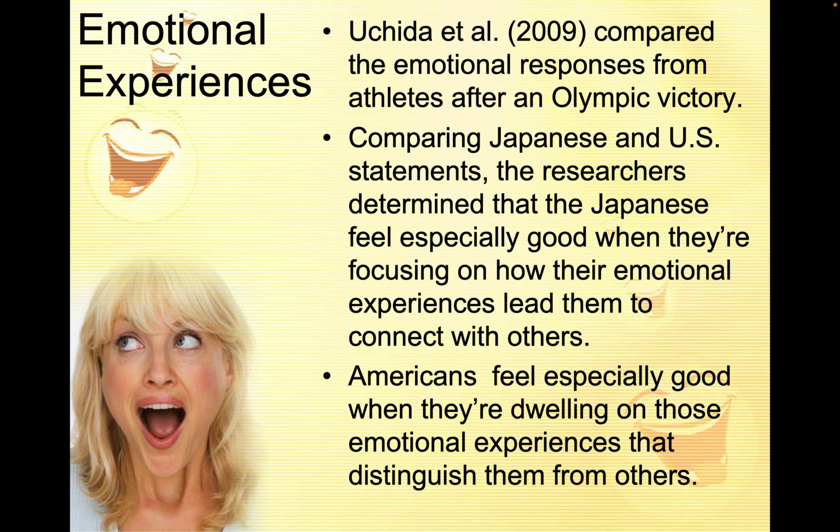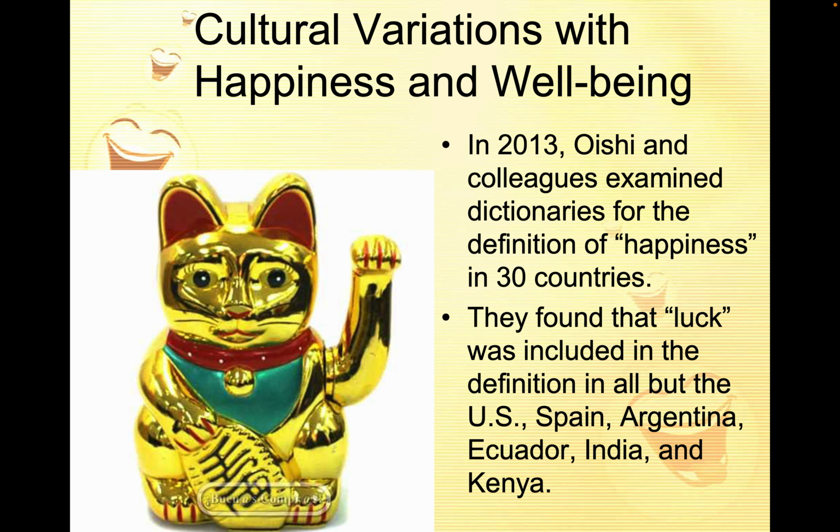Uchida et al. in 2009 compared the emotional responses from athletes after an Olympic victory. Comparing Japanese and U.S. statements, the researchers determined that the Japanese feel especially good when they're focusing on how their emotional experiences led them to connect with others. Americans feel especially good when they're dwelling on those emotional experiences that distinguish them from others. So the Japanese want their emotions to connect them with other people, and the Americans want them to distinguish themselves from others.